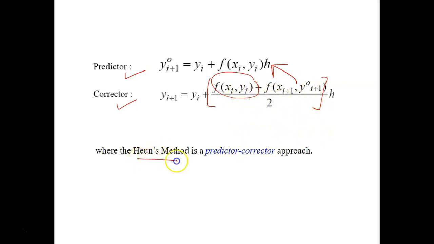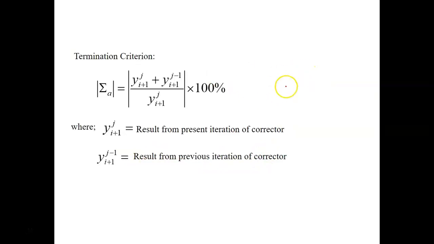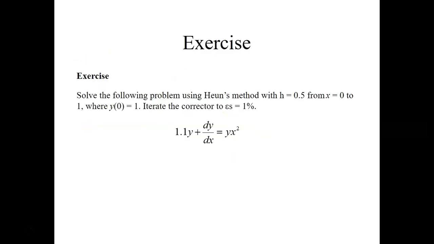So Heun's method, also known as the predictor-corrector approach, involves iteration. And of course, as you know, when it involves iteration, it has to have a termination criterion. So we use EA here. Again, the EA must be less than ES. If the EA is less than ES, we can terminate the iteration. Okay, so let's see how this method actually works by going through the example here.